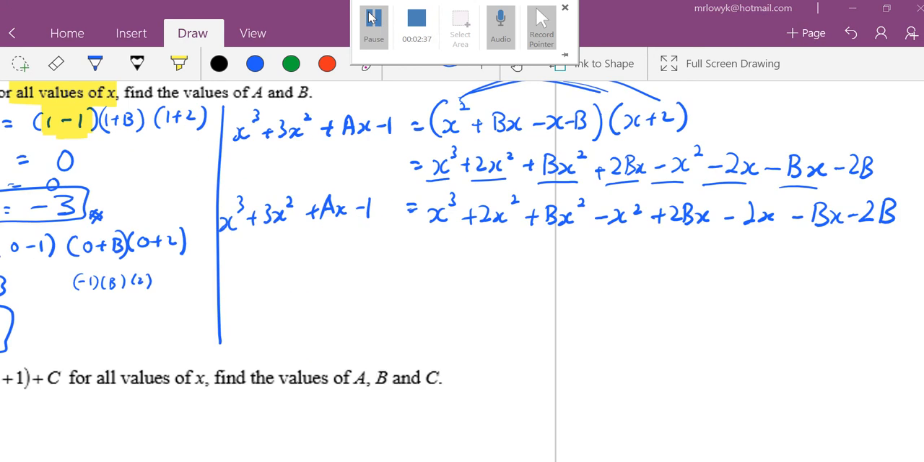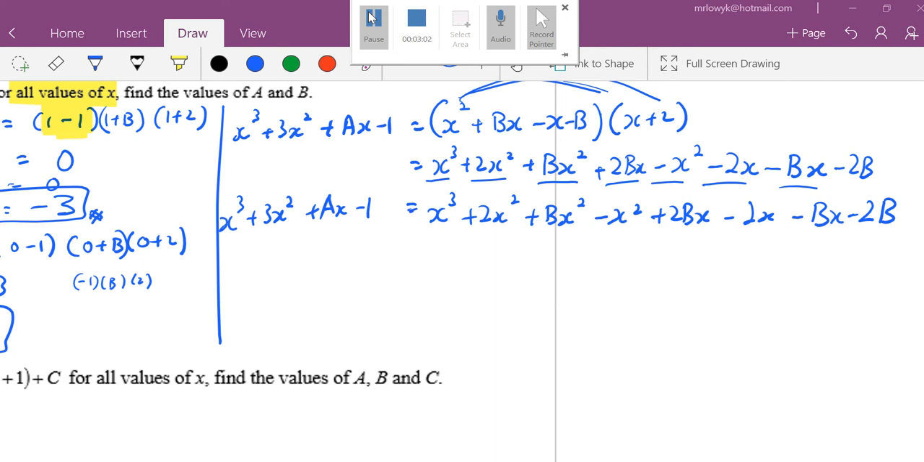Now, notice that this is not the preferred method for this question because I'm going to expand this and I have altogether 8 terms. 8 terms. 1, 2, 3, 4, 5, 6, 7, 8. I do one wrong, all wrong already. But if I have done this, I want to compare. Would you compare x cubed? Answer is no. Why? Nothing to compare. 1 is equal to 1.